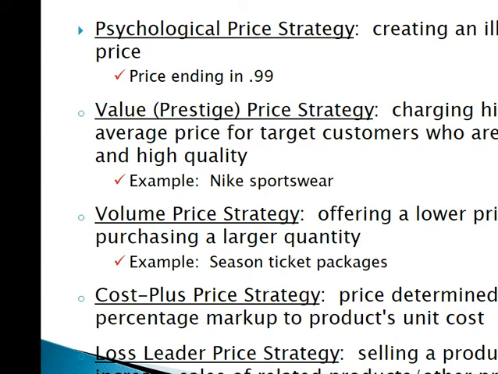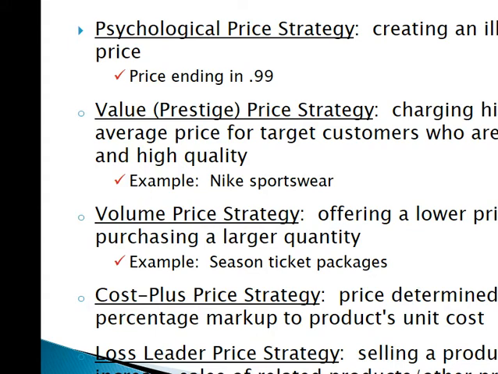An example might be Nike sportswear. Nike is pretty expensive compared to comparable sportswear that you might actually buy at a store like Target or Walmart. But people buy it because of that brand name and the status that is associated with it.